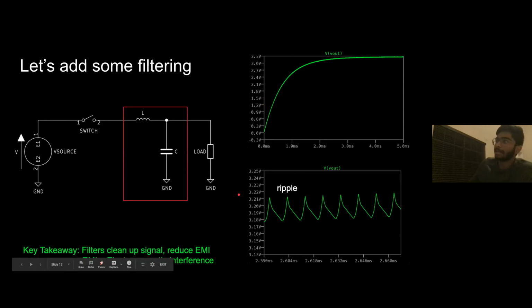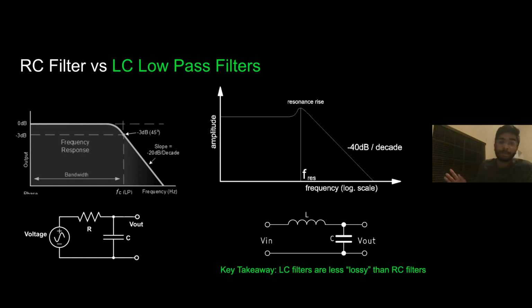Key takeaways from this slide: filters clean up the signal and reduce EMI. I'll talk about EMI also in a little bit. EMI stands for electromagnetic interference. Okay, let's talk about filters super briefly. I want to compare an RC filter, which you've seen in ISIM, with an LC filter, which I'm introducing here. RC, resistor capacitor, LC, inductor capacitor.